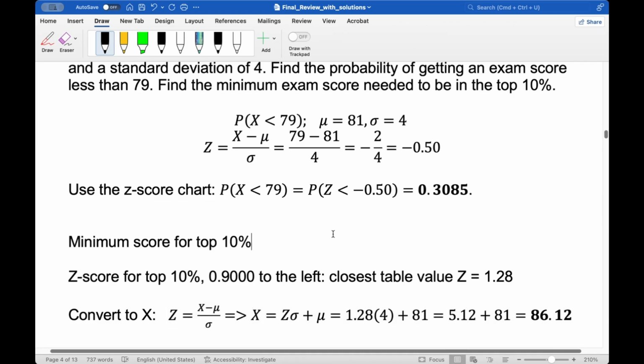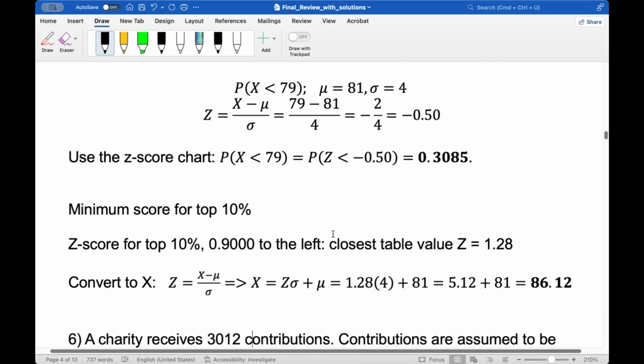Second part, find the minimum exam score needed to be in the top 10%. So to be in the top 10% means there's 90% to the left, or 0.90 to the left. So you have to look in the body of the table for 0.9000 and then read off the closest z-score. It's in the 1.2 row, 08 column, so 1.28. And then we convert this back to an x value, z times sigma plus mu. So 1.28 times 4 plus 81. 1.28 times 4 is 5.12, plus 81 is 86.12.